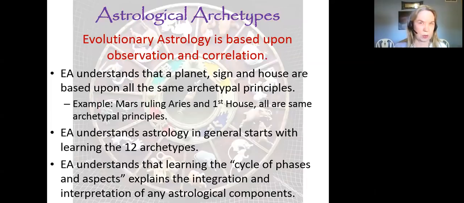And a lot of general astrology would like to say there's a difference between a sign and a house, and you can just get into overwhelm so easily. So remember this little principle right here. And then once you learn those 12 archetypes, when you learn the cycle of phases and aspects from 0 to 360, that helps put it all together with planets, signs, and houses so that you can learn how to integrate and interpret any astrological components in a chart. And so again, this is a lot of what we're going to work with and explore.